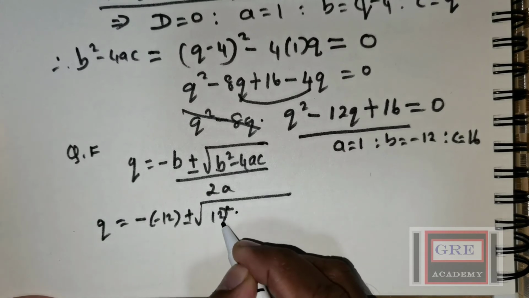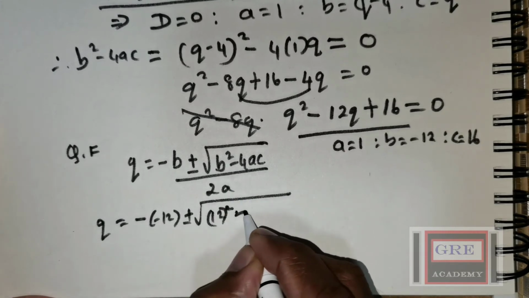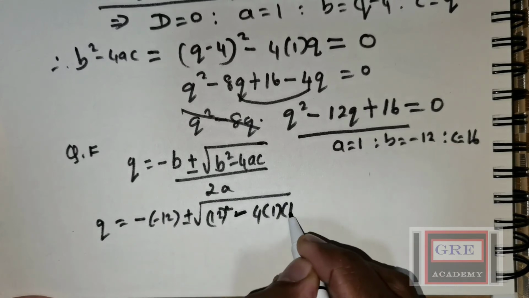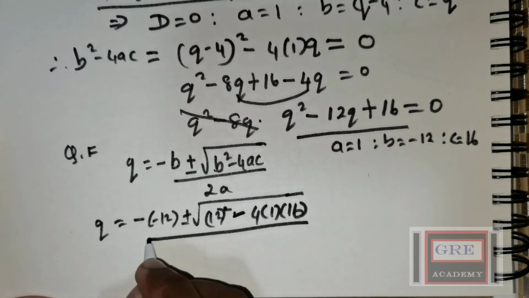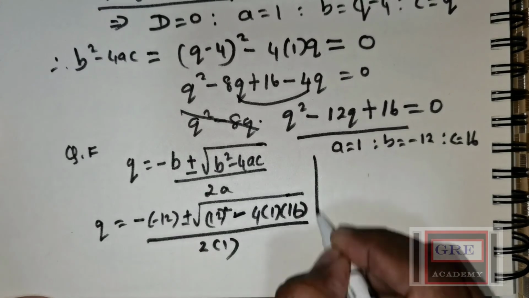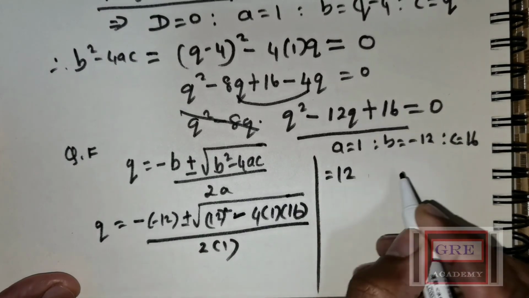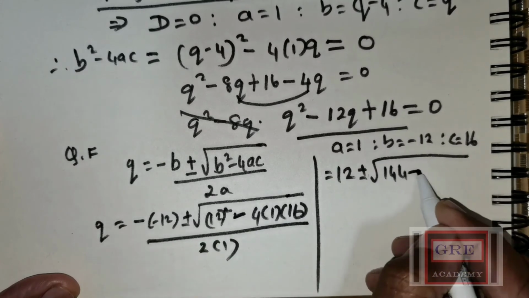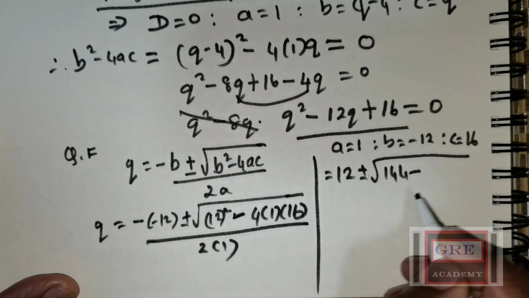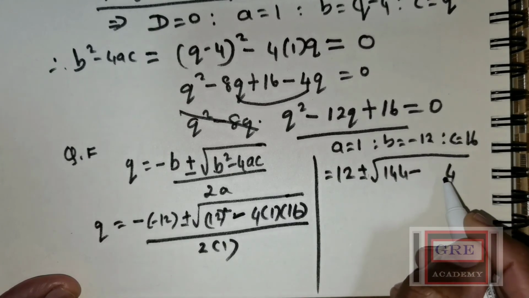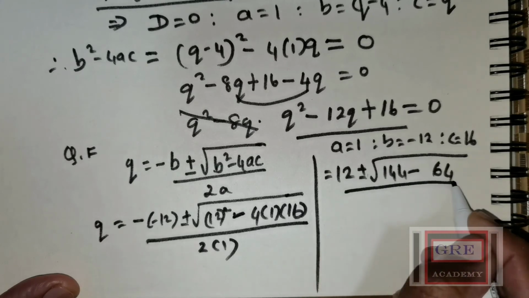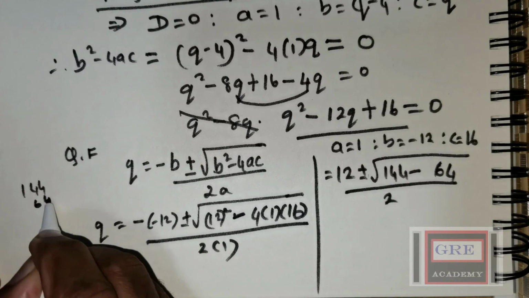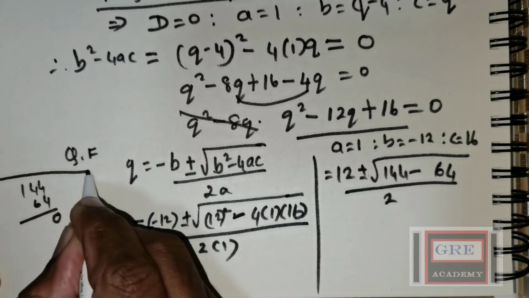Of course, the negative sign doesn't matter because it's a square there. Minus 4 times a, which is 1, and c is 16. So that has to be divided by 2 times a. If you were to simplify this, you would get 12 plus or minus root of 12 squared is 144, minus 4 times 16, which is 64, divided by 2. So you have 144 and you have to subtract 64. That will give you 80.